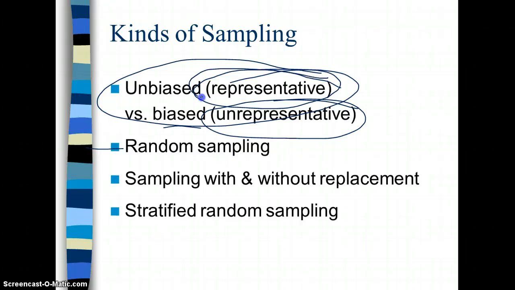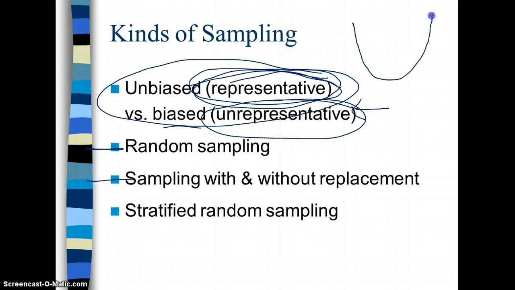The only time we need to worry about representative samples is if we want to generalize to the larger population. If we don't care about generalizing to the larger population, then it doesn't matter. Use unrepresentative. The way, however, that we make a sample representative is through random sampling. And we can do that with or without replacement.